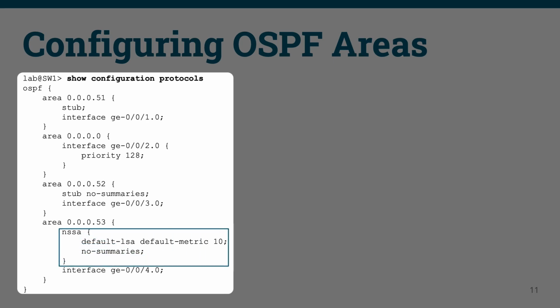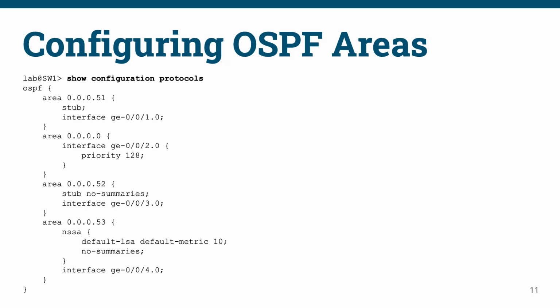The NSSA configuration hierarchy has its own configuration properties available as well. The No Summaries flag here indicates that the area will behave just like a total stub, though still will allow Type 7 LSAs. The default route advertised by the ABR into the NSSA will have a starting metric of 10, as we see with the default metric command. Each of these areas are configured to have a single interface within. This is all the configuration that is needed to enable OSPF, simply defining an area ID and adding an interface to the area.